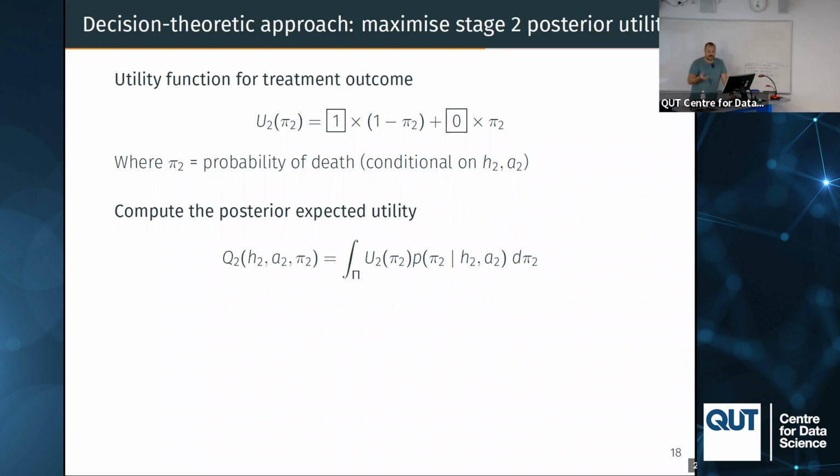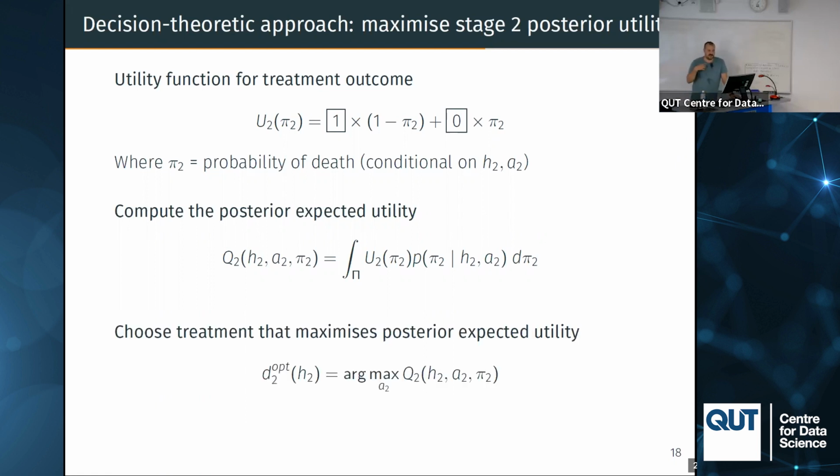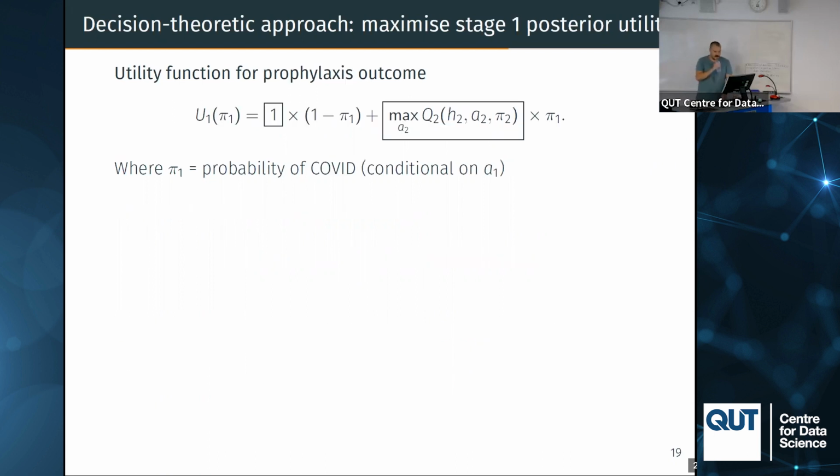So we can take that utility function and compute the posterior expected utility, and then choose the treatment that maximizes posterior expected utility. So it's not that different from what we were doing in the second stage with the classical implementation of Q-learning.